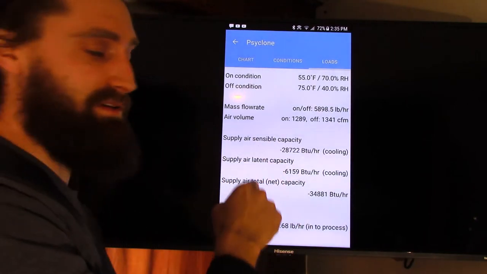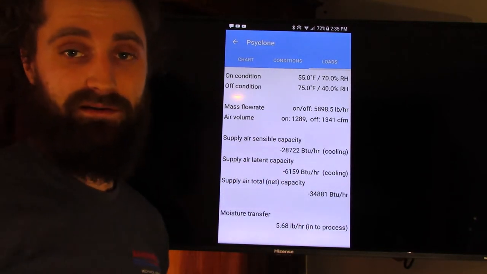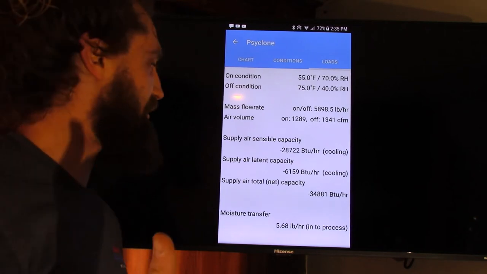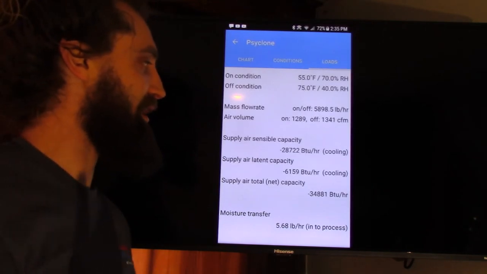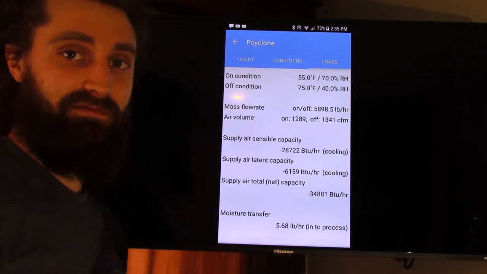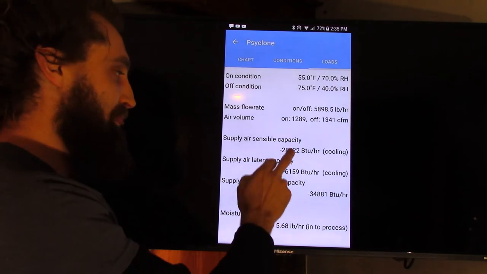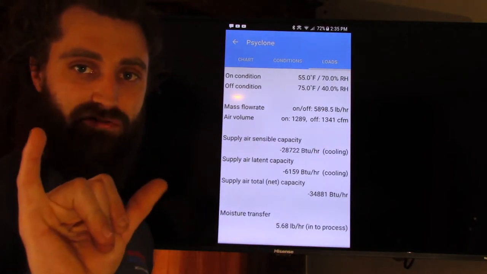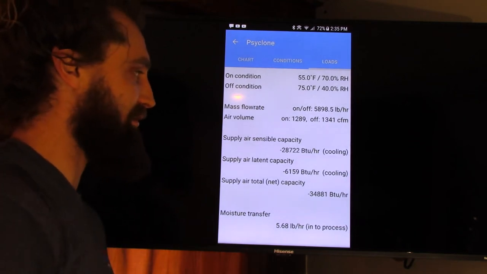We didn't actually measure this one with the corrected airflow. Well, I think we had 24,000. Or no, we had 26,400 with 1,200 CFM. So now we're at 1,289 CFM. So that's how much sensible capacity we're removing. That 20 degree drop at almost 1,300 CFM.